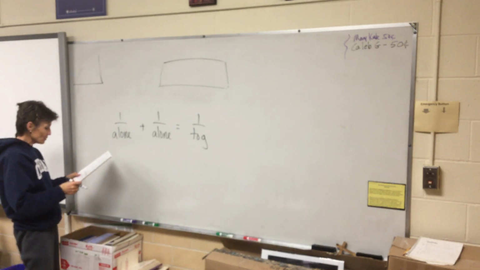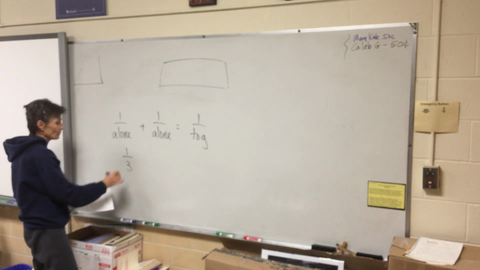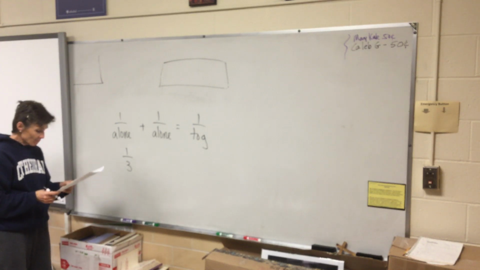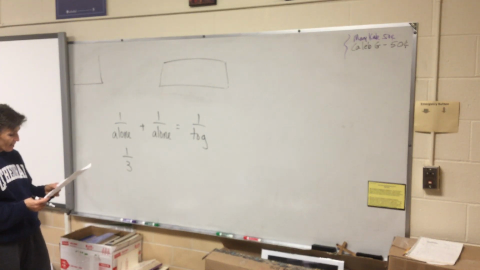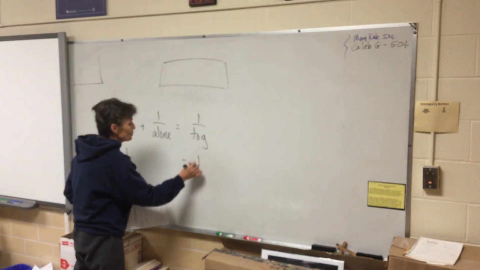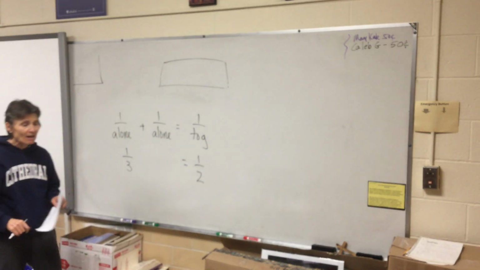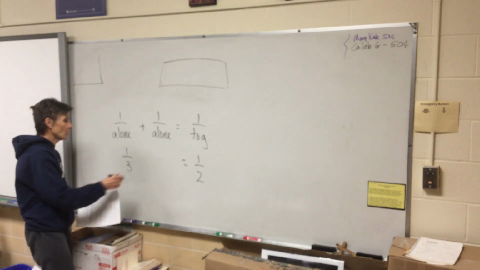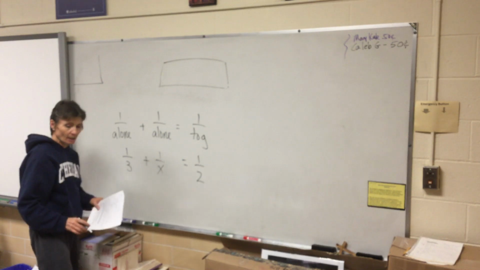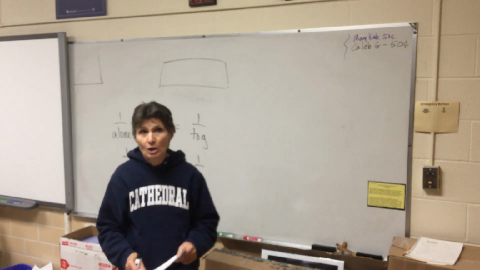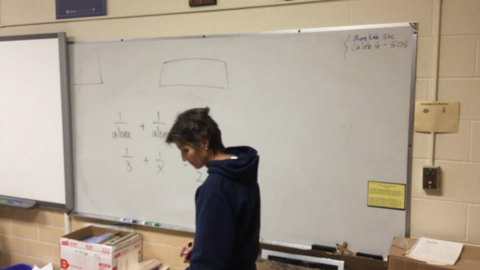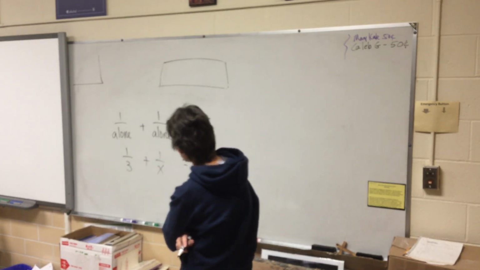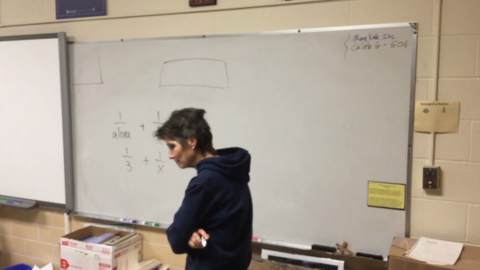So John can do it in 3 hours, so 1 over 3. John's time alone is 3. If Mary helps him, they do it together in 2 hours. So their together time is 2 hours. How long does it take Mary alone? So Mary's time alone is X, and that's what we want to know. How do we solve that?